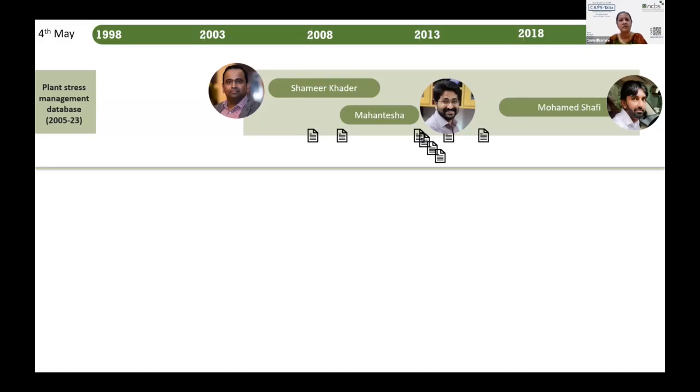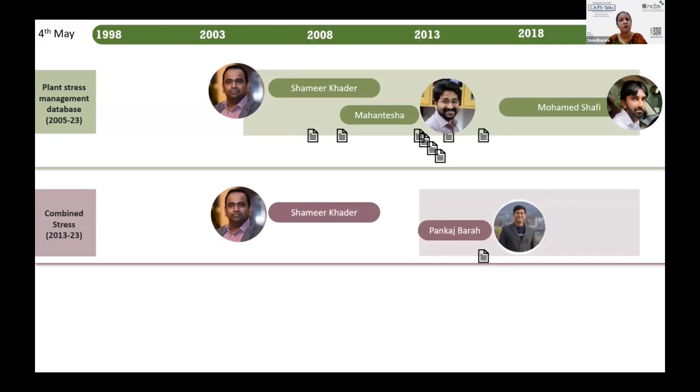And what are shown in these little icons are the publications that are arising due to this project. That was one. And then it went on to show how you can do not one type of stress, but combined stress. This involved Shamir and Pankaj Bara, and it started off later on, but it still continues as a part of our national network project funded by the Department of Biotechnology.